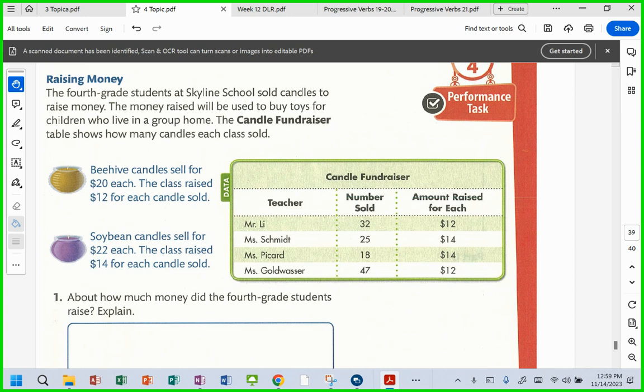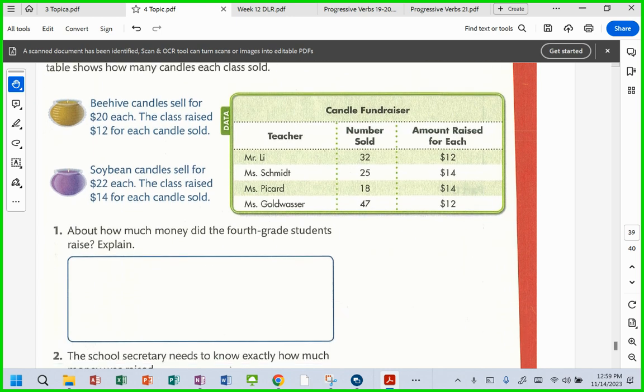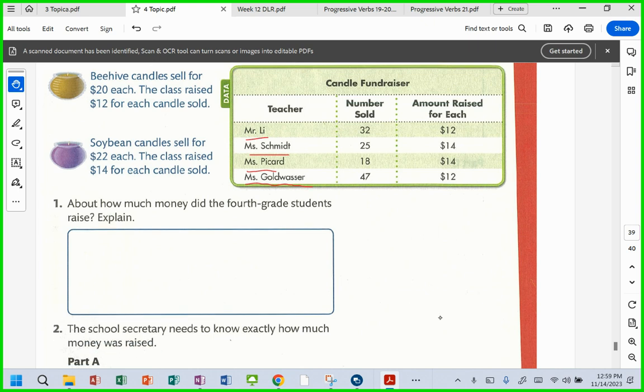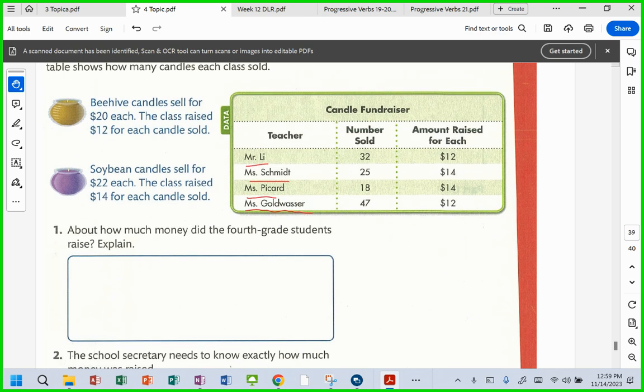It says the 4th grade students at Skyline School sold candles to raise money. The money raised will be used to buy toys for children who live in group homes. The candle fundraiser table shows how many candles each class sold. Here's Mr. Lee, here's Miss Schmidt, Miss Picard, and Miss Goldwasser. About how much money did the fourth grade students raise? And explain. All right. So here is the number sold, right? Amount raised. So what do you need to do for each of these?